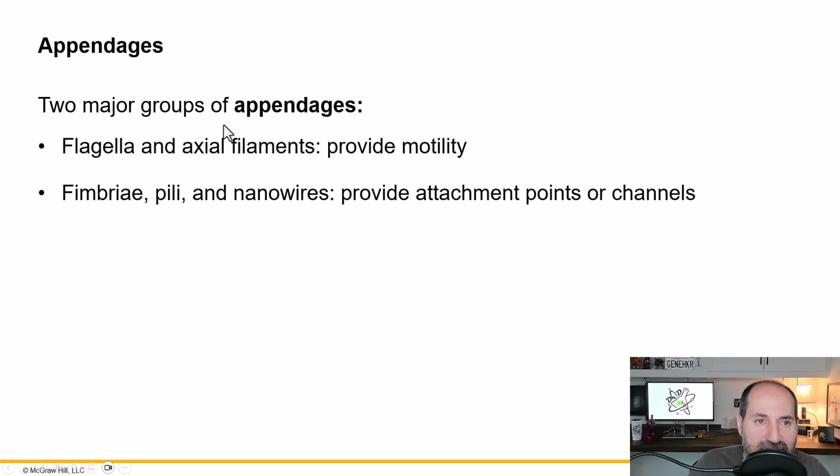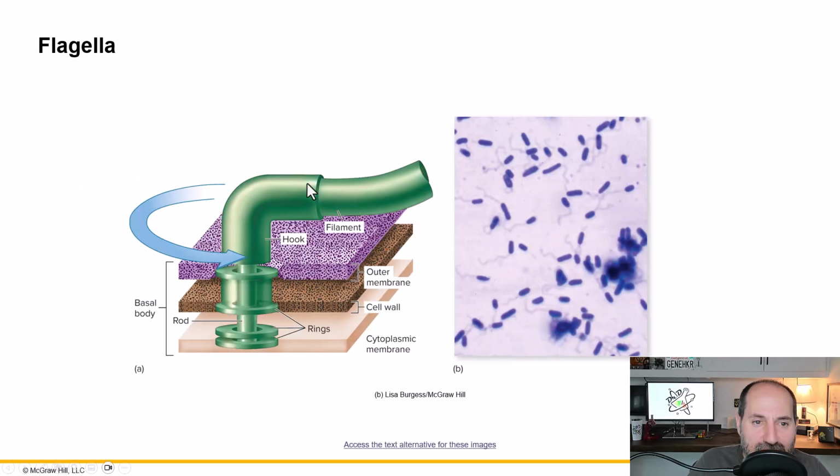Next, we talked about different appendages of these bacteria. So we have flagella and axial filaments for motility. We have fimbriae, pili, and nanowires for attachment points or channels. You should know the parts of a flagellum. There's the basal body, which is embedded in the membrane of the cell. You have the hook, which connects the basal body to the filament, and the filament is the long whip-like structure.